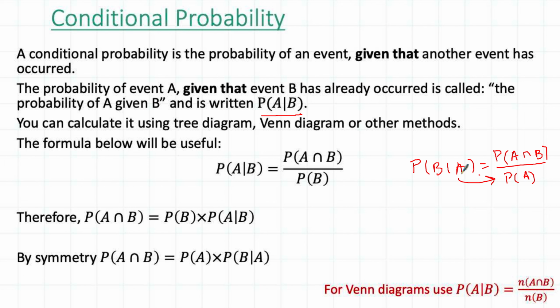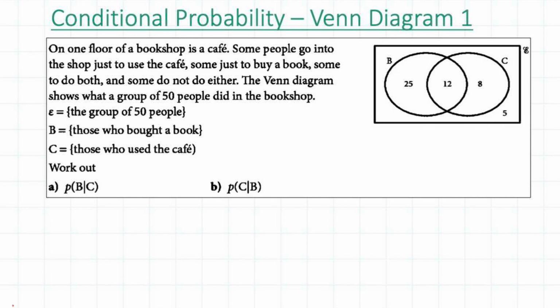If I rearrange this also, it gives me that the probability of A intersect B is equal to the probability of A times B given A. So we now have two different ways of finding A intersect B. Let's apply it to Venn diagrams first. Pause, read this question, and try to figure out how to use the formula to answer it.